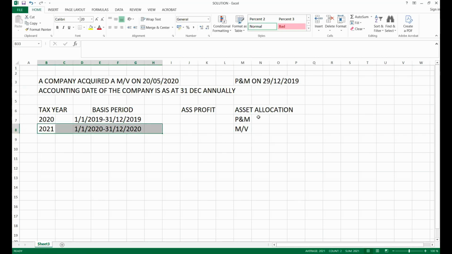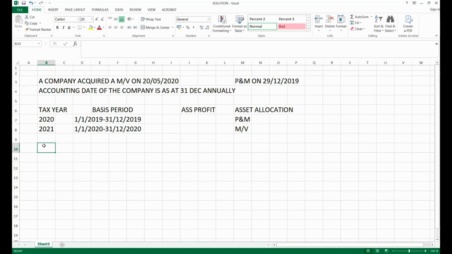The reason for this is the allocation of the asset in the respective year. So if you are given a question on capital allowance, the first thing you need is to do your basis period for assessable profit. Without the basis period, you will not be able to solve that question on capital allowance. Let us take note of that.